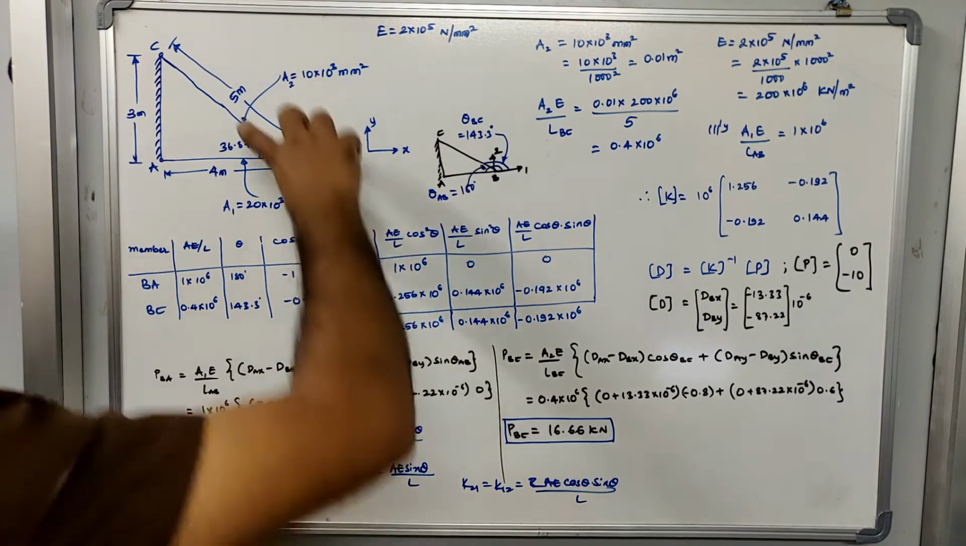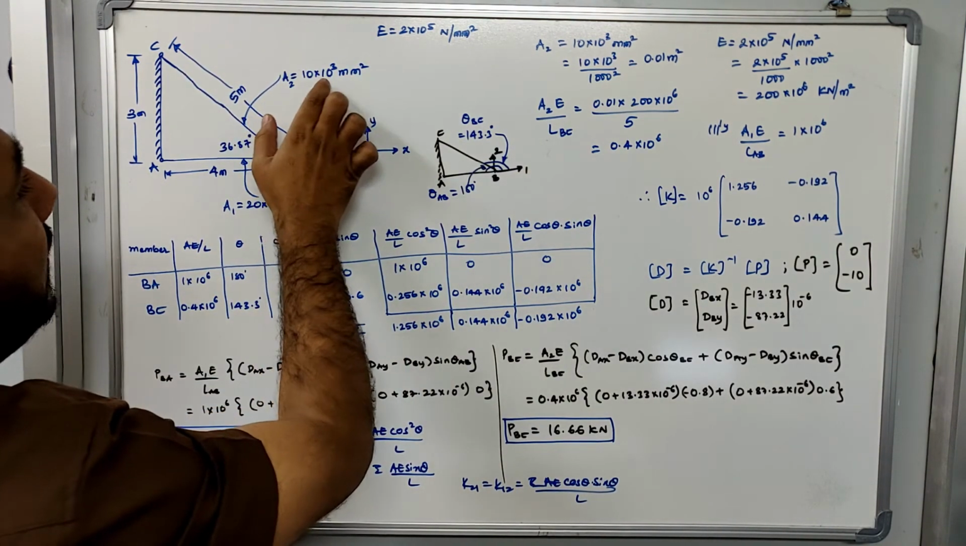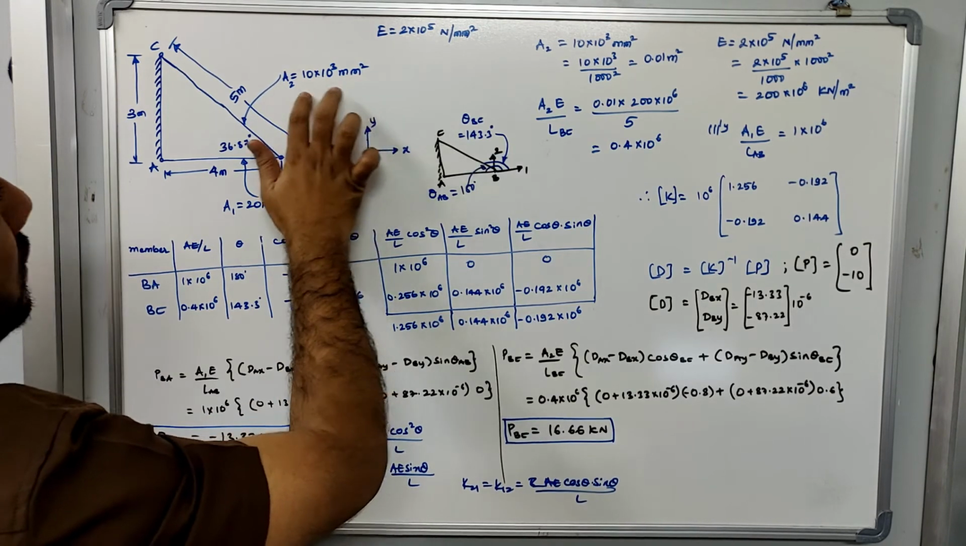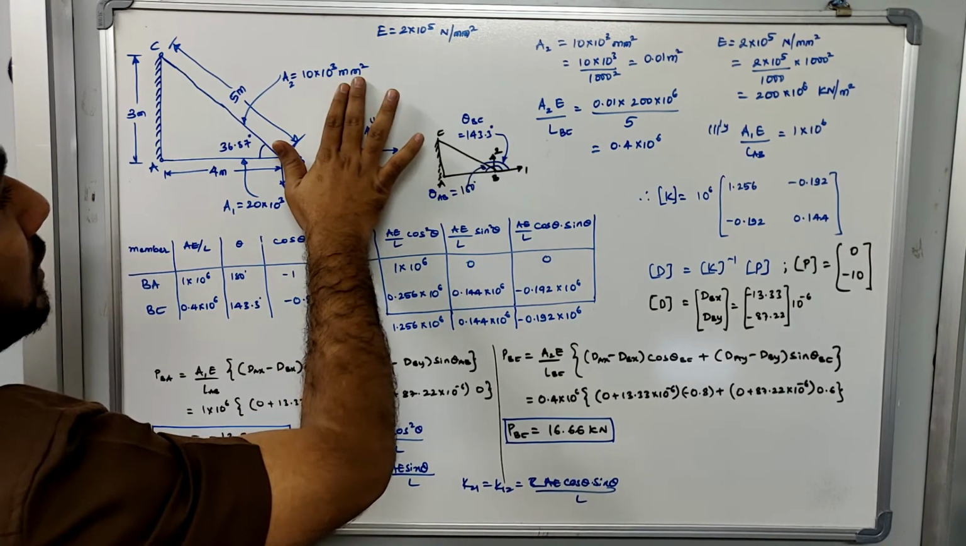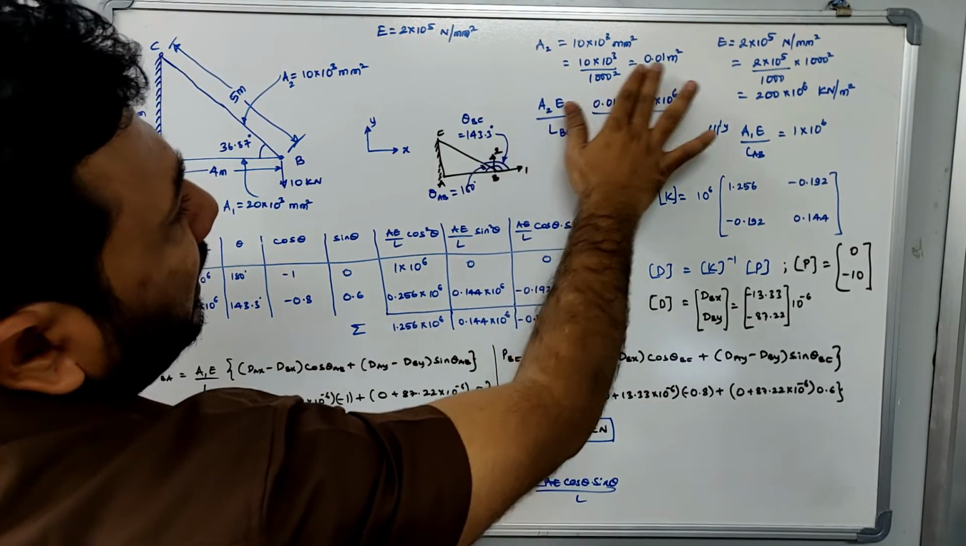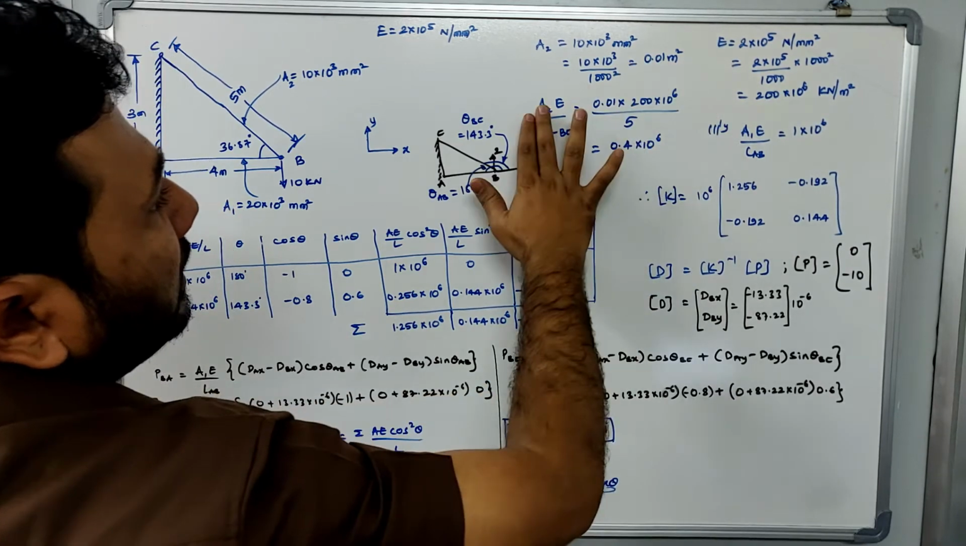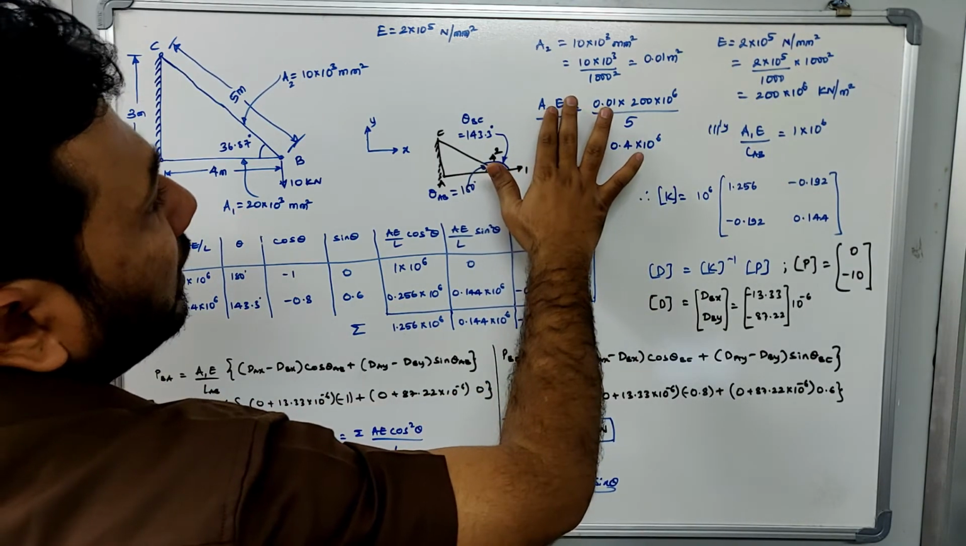Now let us take an example of the BC member. How much is the area here? The area here is 10 into 10 raised to 3 mm square. This is in mm square, and we need to convert it into meter square. So see here, A2 is divided by 1000 square, and it gets converted into meter square. Once we solve this in meter square, the next step is to solve for the E value, okay?